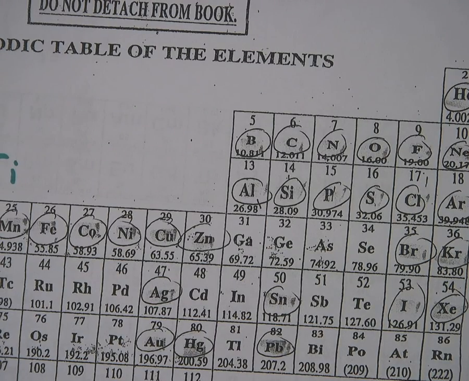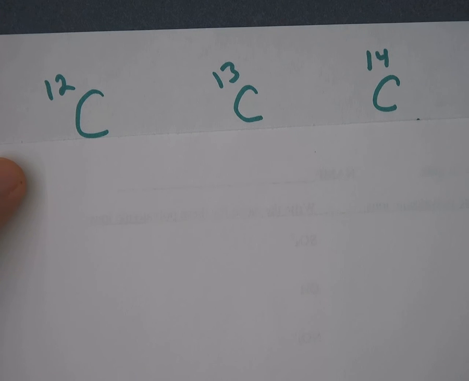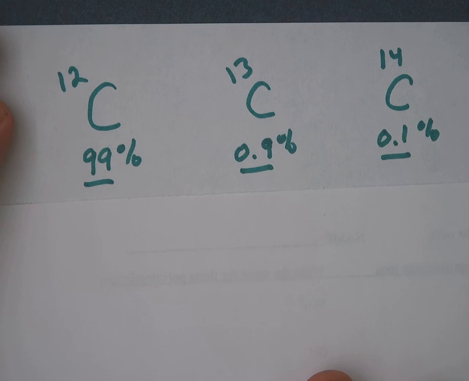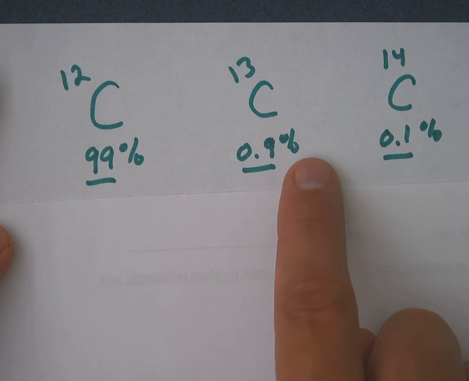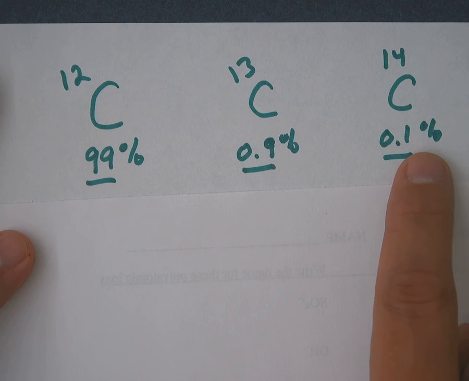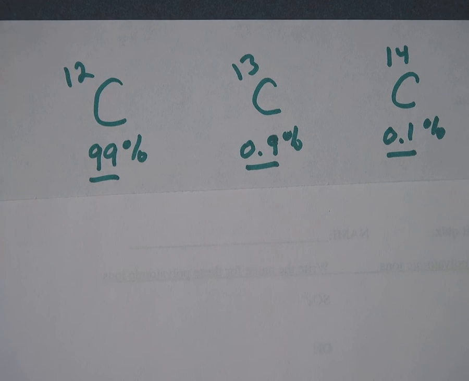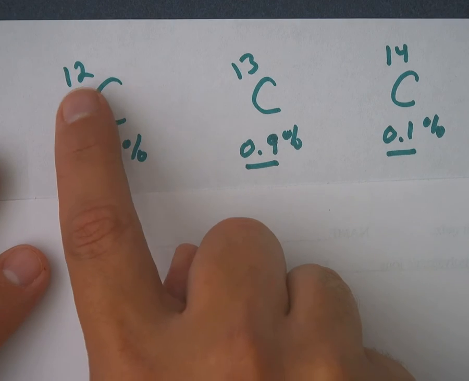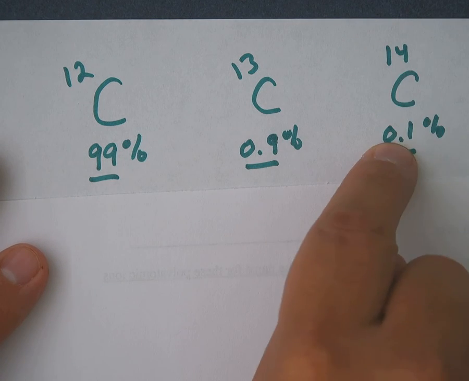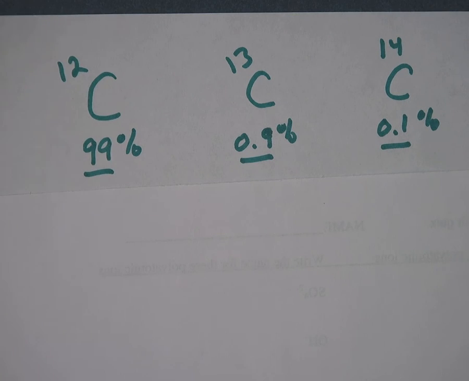Another classic example to do a practice problem with is carbon, okay? Carbon comes in 3 isotopes, remember from last class. Carbon weighs 12, 13, or 14. And carbon 12 is around 99% of the time. Carbon 13 is less than 1% at 0.9%. And carbon 14 is 0.1%. So if I want to use the average atomic mass sigma formula, I'm going to have to take this times this, and this times this, and this times this, and then add up all 3 of those subparts together.